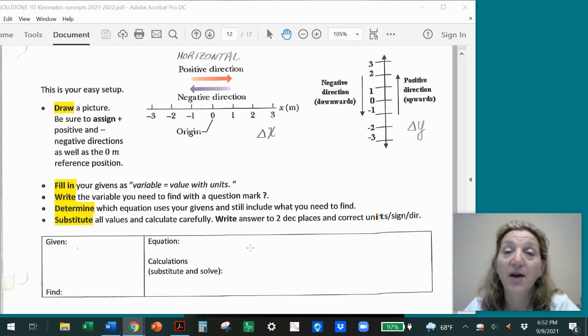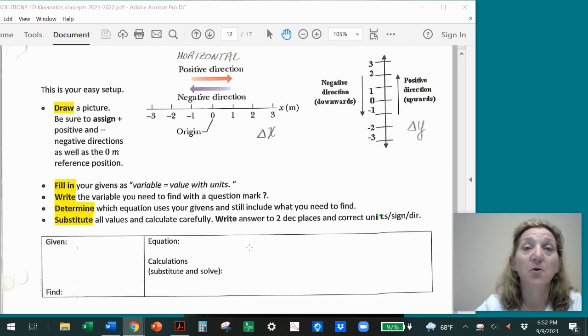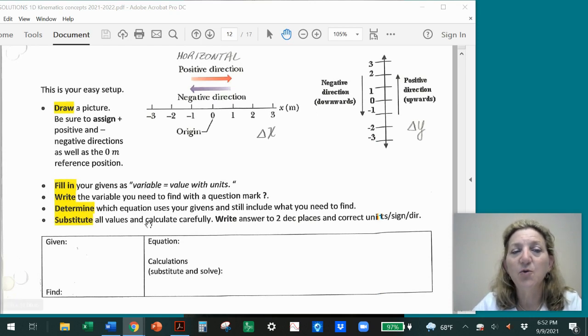And remember, I provide all the equations on the quiz. There is no memorizing the equations, but you should try to do your best to really get a feel for which equations you use. And we're going to be practicing. And then you substitute all your values carefully with units, and then you do your math and solve, and you will find out that your final answer is a number with a unit, or if it's a vector, a number, a unit, and a sign and direction.